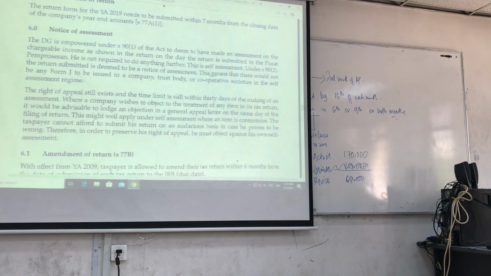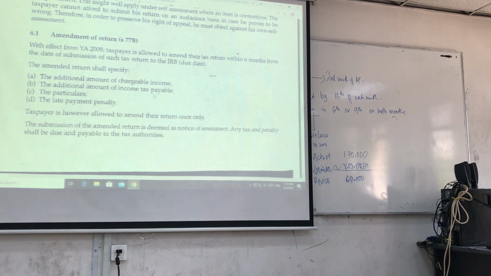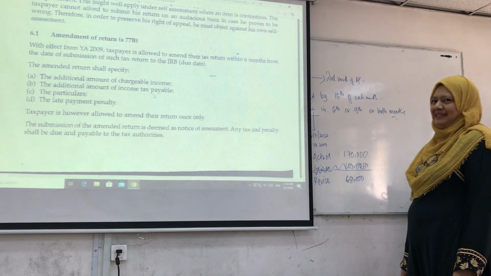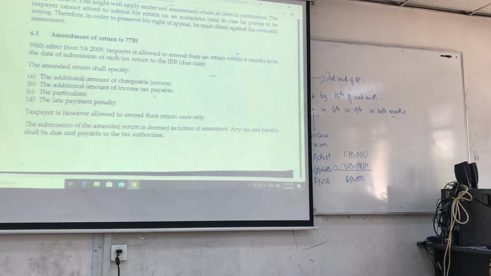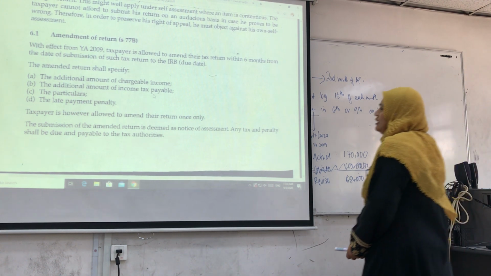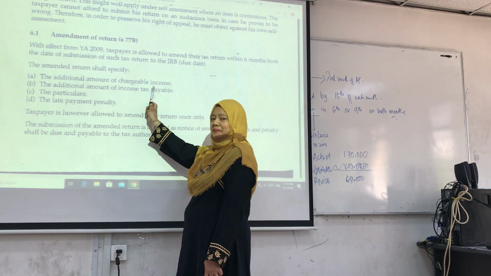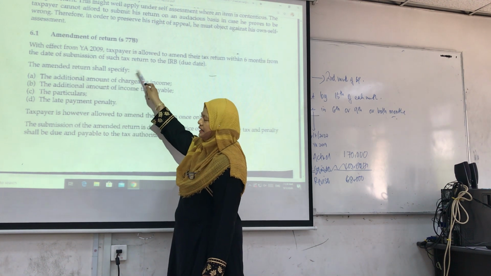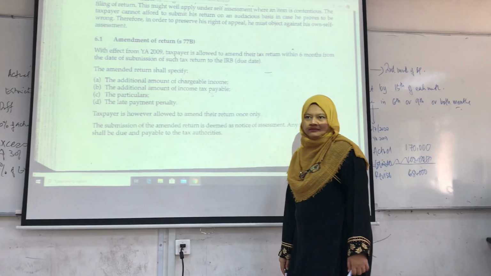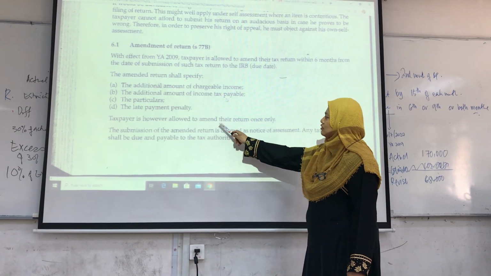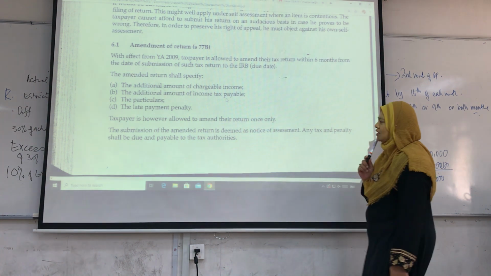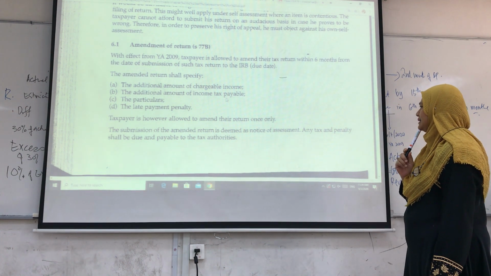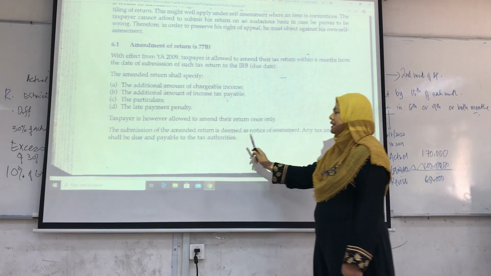Can you amend once you submit your Form C? Yes. Effective 2009, the taxpayer is allowed to amend their tax return within 6 months from the date of submission, and the amended return shall specify the additional amount of chargeable income, the particulars of this, and the late payment penalty. The taxpayer is, however, allowed to amend their return once only, and the submission of the amended return is deemed as notice of assessment. Any tax and penalty shall be due and payable to the tax authority.